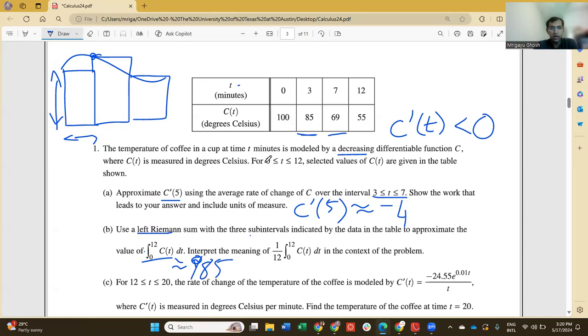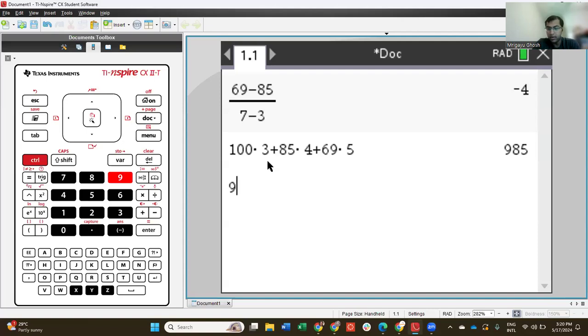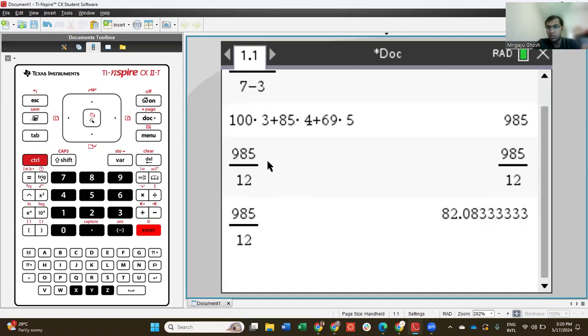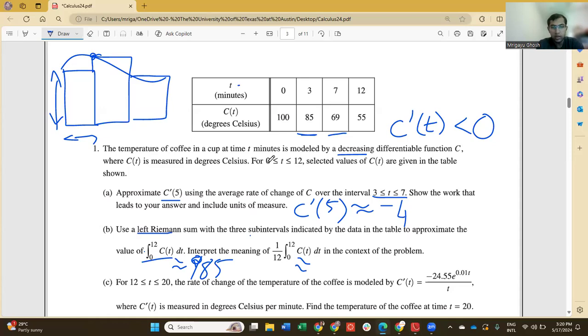Excuse my bad handwriting. Okay. And then this integral would then be approximately 985 over 12, which is approximately 82.083.